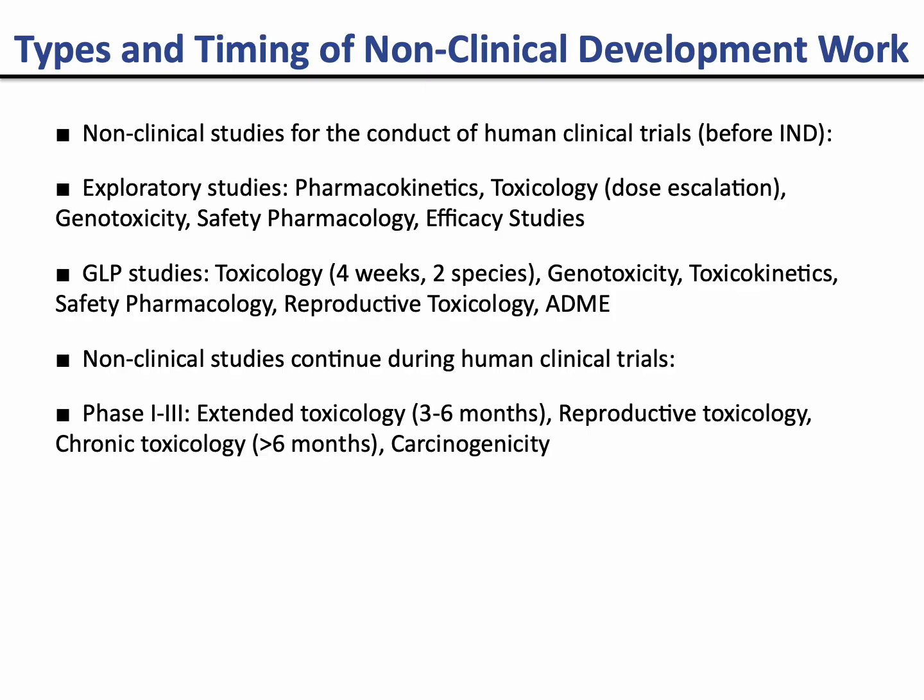Importantly, non-clinical work continues in parallel with clinical development. As clinical trials extend in duration, correspondingly longer toxicology studies are required. For Phase 3 trials and NDA submission, 6-month rodent and 9-month non-rodent chronic toxicity studies are typically required. Carcinogenicity studies, 2-year rodent bioassays, are completed during Phase 3.